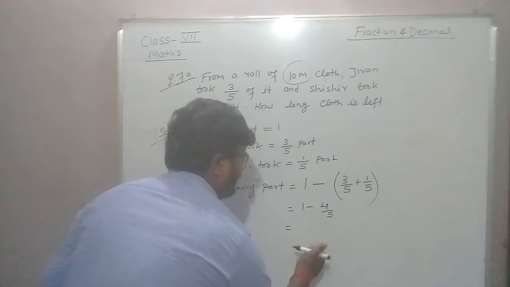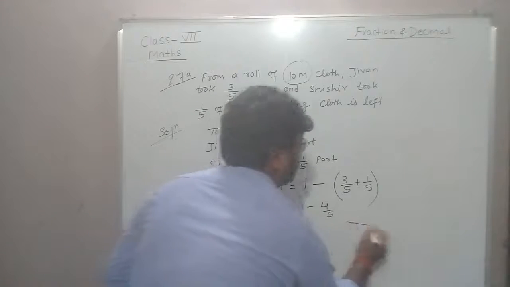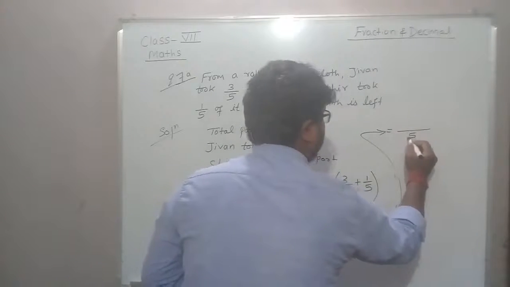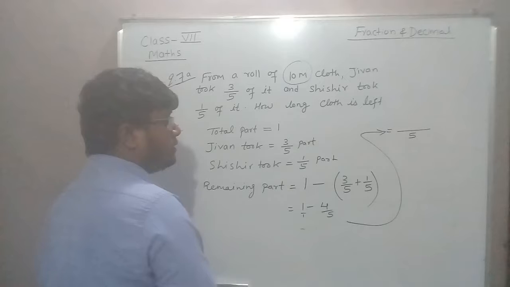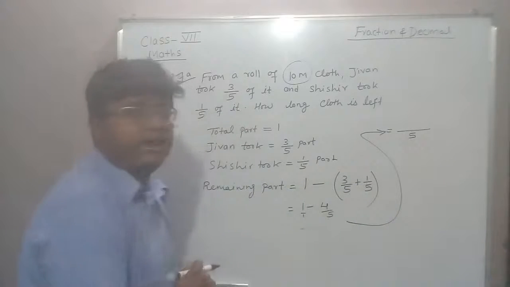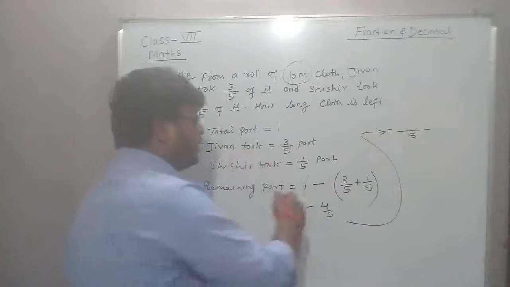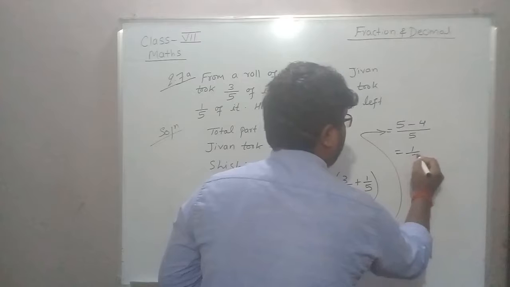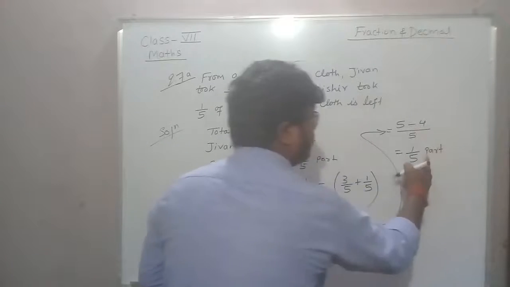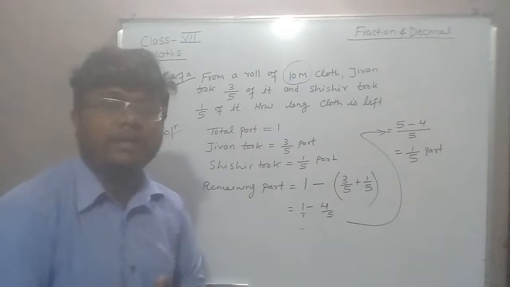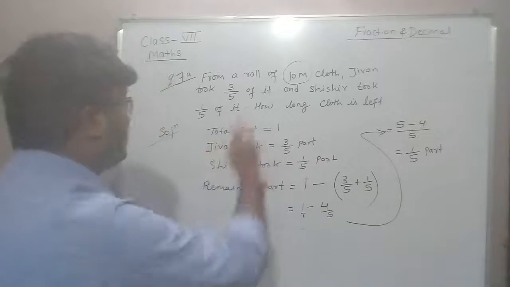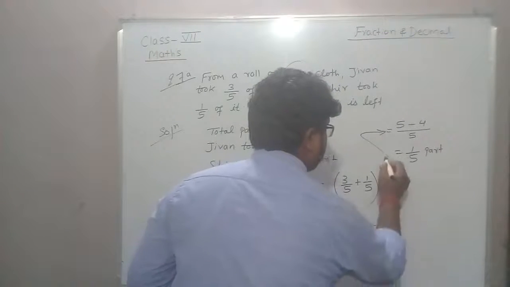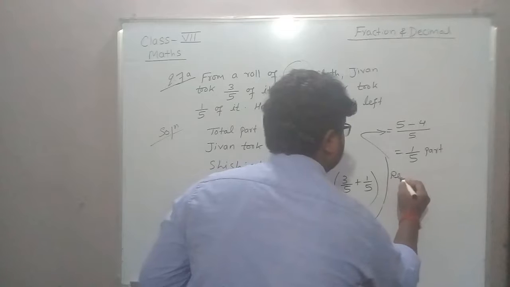1 minus 4/5, you take the LCM. I will solve it here. LCM is 5. So here it is 1, so 1 will divide this LCM, you will get 5. The number that you got, multiply with the numerator. So 5 minus 4, that is 1/5 part. So 1/5 part is remaining. 1/5 part means whose 1/5 part? That is your 10 meter. So remaining cloth is how much?